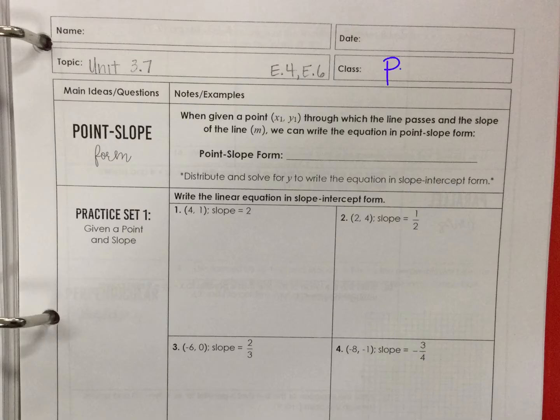All right, this is page 39. We're going to start unit 3.7, and we're going to do point slope formula. This is just another formula we're going to use. Y minus y1 equals m times x minus x1.